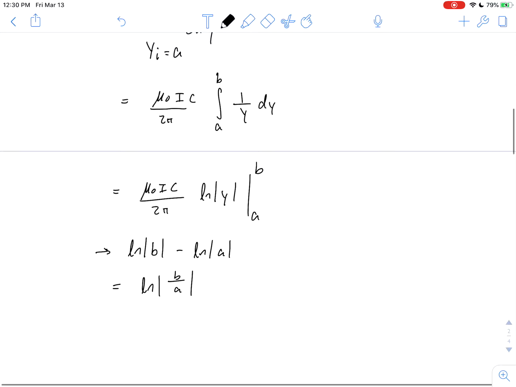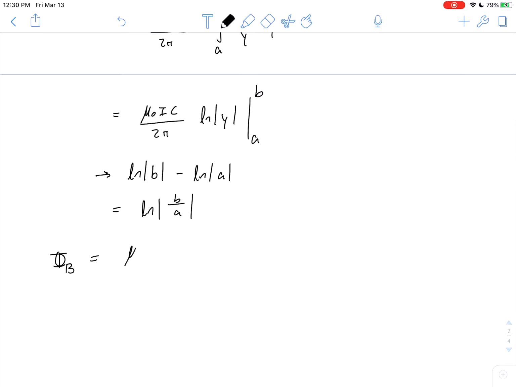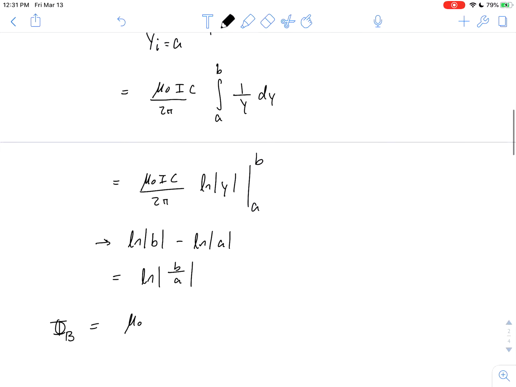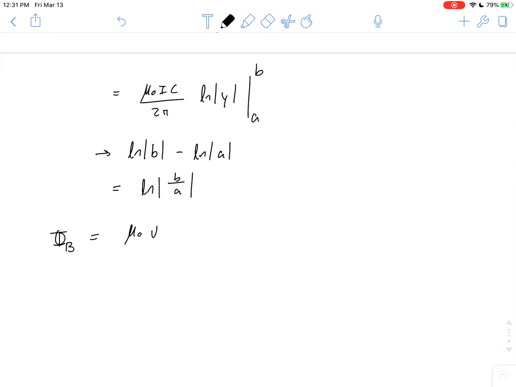And so then our magnetic flux is going to become, we're going to have mu naught. I'm going to go ahead and plug in what I is supposed to be because I think we're done here. So I is supposed to be alpha times 1 minus beta t. And then times that by c over 2 pi times the natural log of b over a. And that's it for flux. So that's how you find magnetic flux if the B field is not uniform.